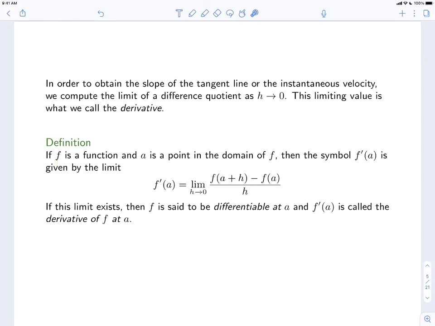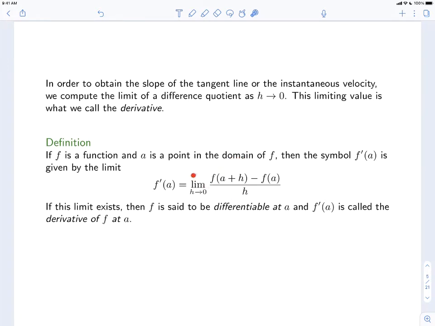If f is a function and a is a point in the domain of f, then the symbol f'(a) is given by the limit that you see here. f'(a) is equal to the limit as h goes to 0 of this difference quotient: f(a + h) minus f(a) divided by h. This difference quotient is the same as the difference quotient we've been looking at. This is the slope of the secant line, or the average velocity.